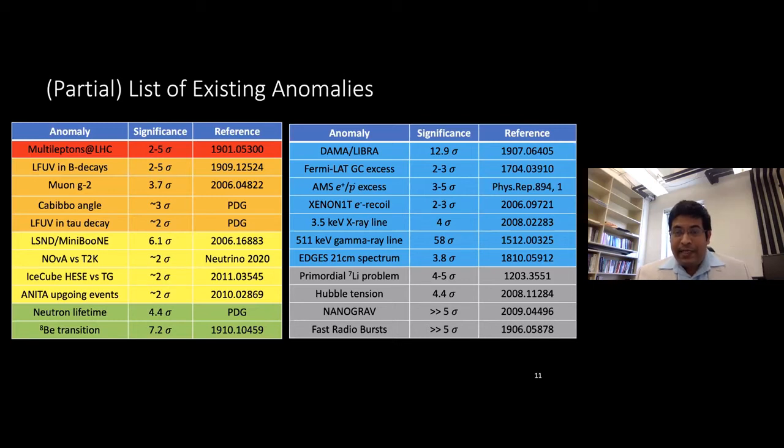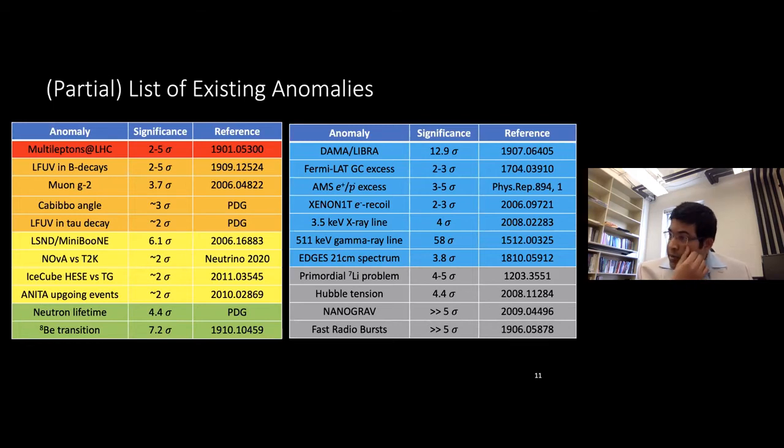And then also recently there was this EDGES anomaly in the 21 centimeter hydrogen line. So this is at around 4 sigma. Similarly, on the cosmology side, there have been several anomalies. One of them is the primordial lithium-7 problem, where the prediction from BBN does not really agree with the observation for lithium-7.